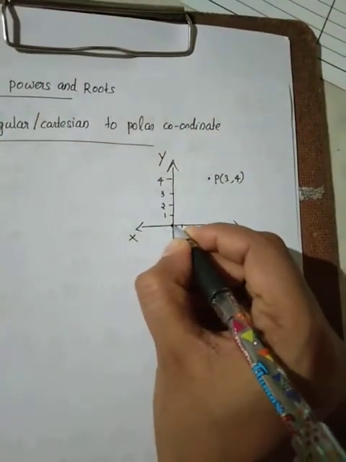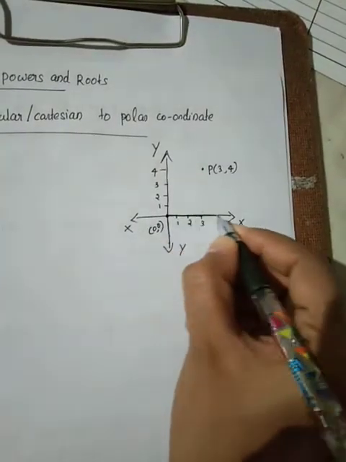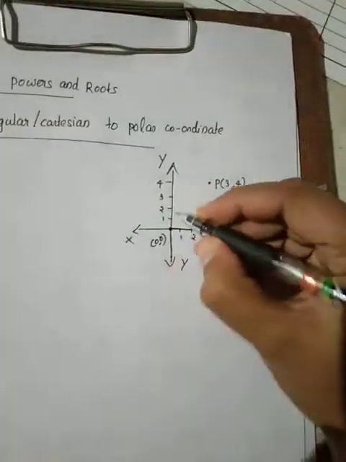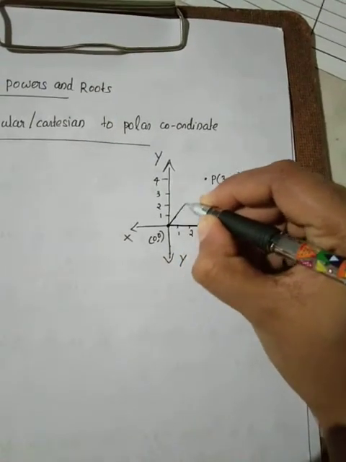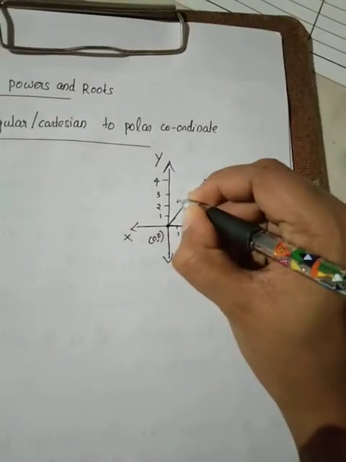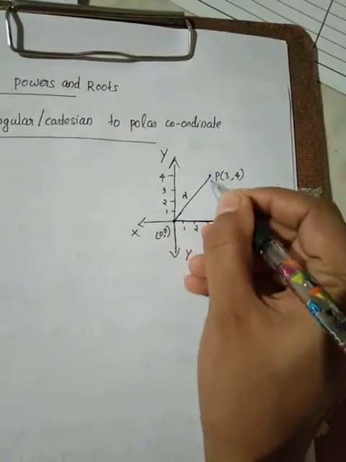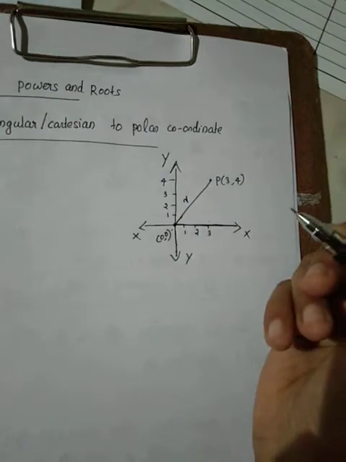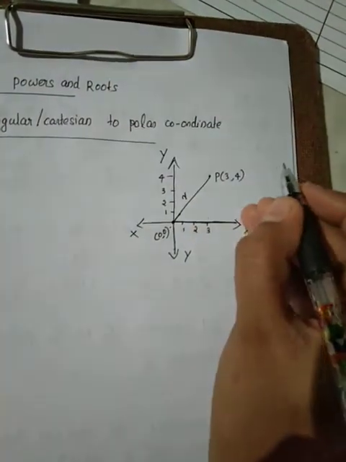We know that this is a pole. Pole means origin. And this is the polar axis. Connect the pole to the point P of 3, 4, where this is r. R means the distance between the pole and the point P of 3, 4. This r is never negative. R is always a positive value.